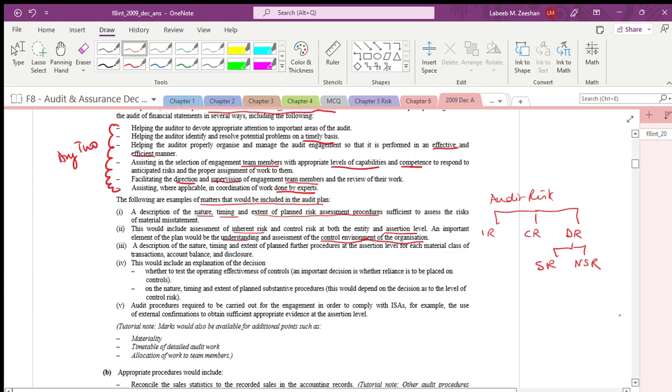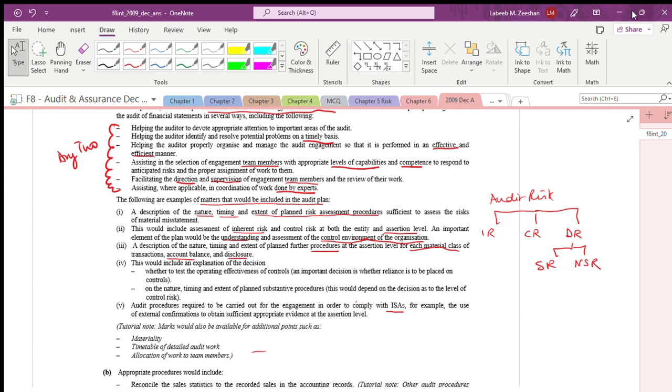Control environment is nothing but internal controls. That's what you can put. This would include the explanation on the decisions, audit procedures required to be carried out in the engagement in order to comply with the international standards of auditing. A description of nature, timing, and extent of planned procedures, in terms of each material class of transactions, balances, and disclosures. Fine.